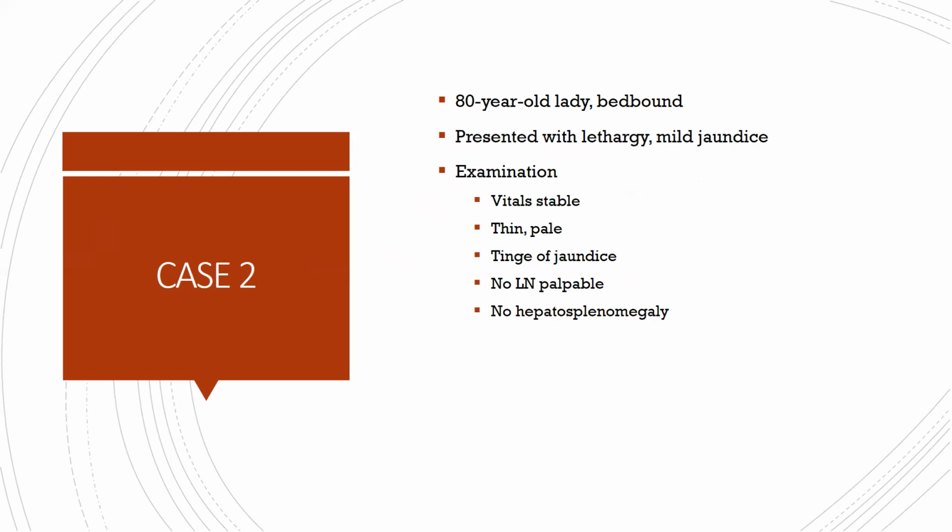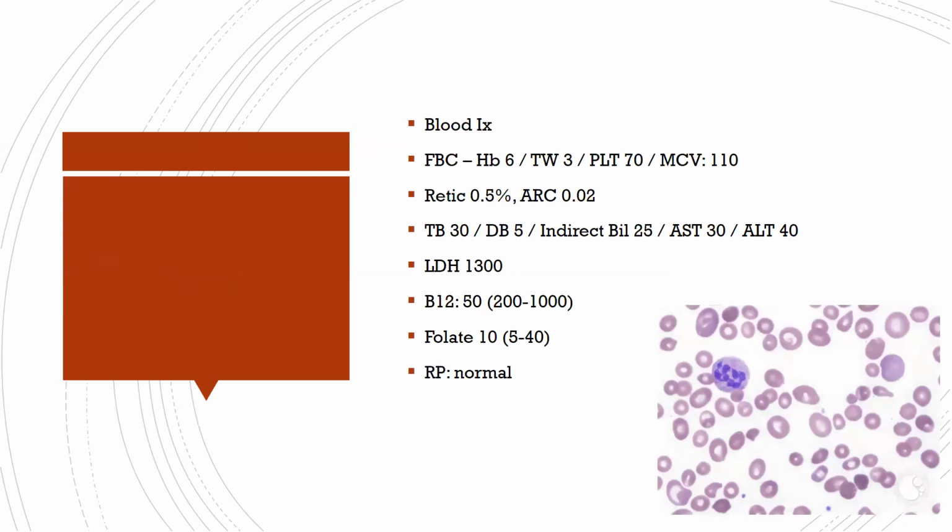So this is an 80-year-old lady, bedbound in a nursing home, presented with lethargy and mild jaundice noted by the carer there. Examination-wise, the vitals are stable; she is thin, pale, with a tinge of jaundice, no palpable lymph nodes, no hepatosplenomegaly. Investigations-wise, we can see the FBC: Hb is 6, total white count is low, platelet is low as well.